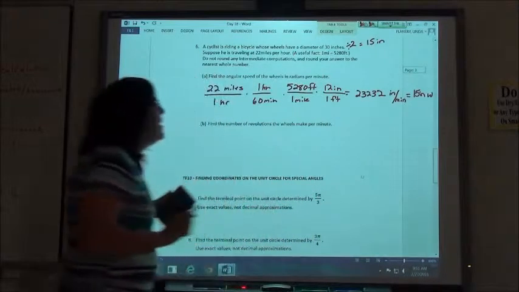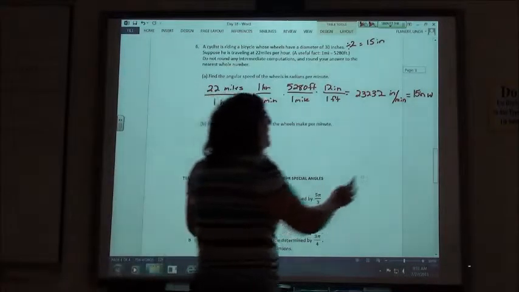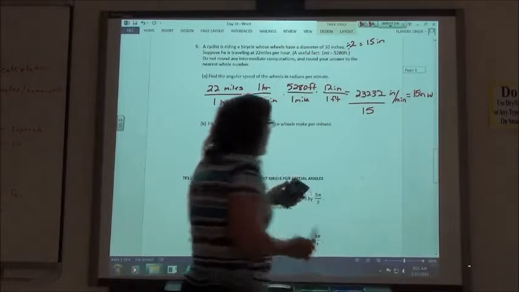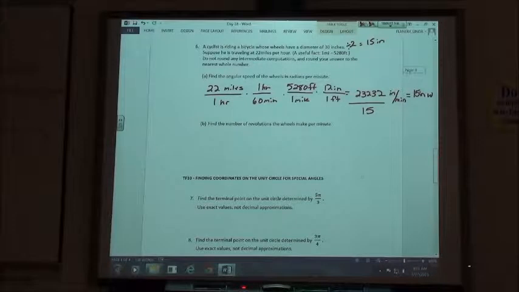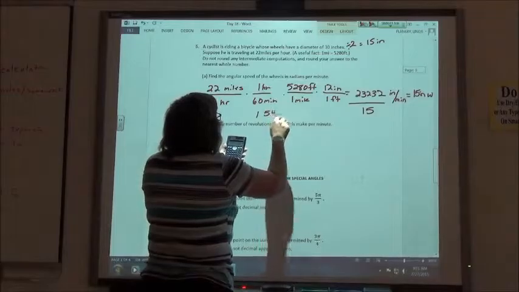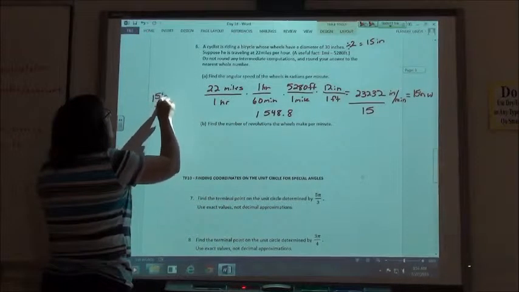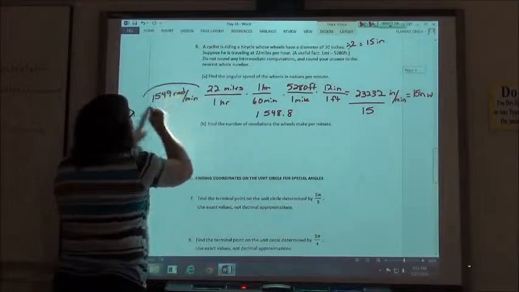times that angular speed. So what we end up having to do to change it to radians per minute is that we end up having to divide by that radius of 15. So I'm going to take my 23,232, I'm going to divide it by the 15, and I get 1,548.8, so I have to round that up to 1,549. Now it's in radians per minute.